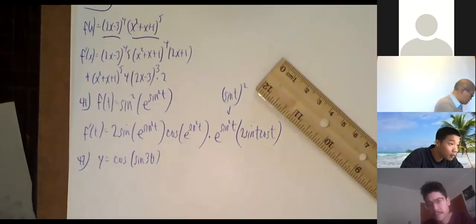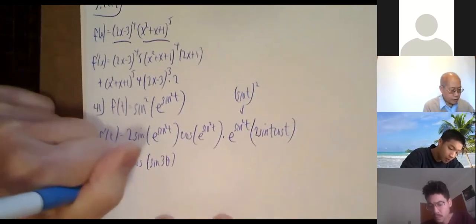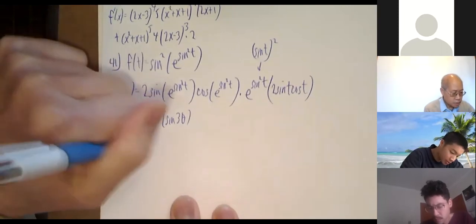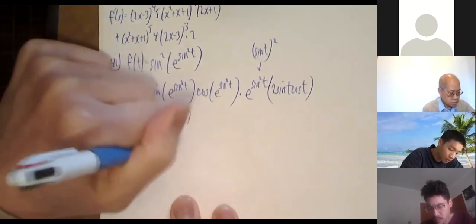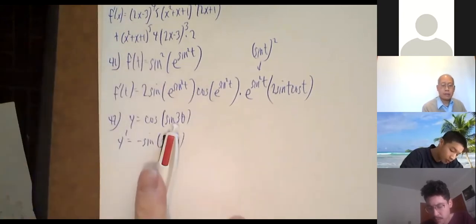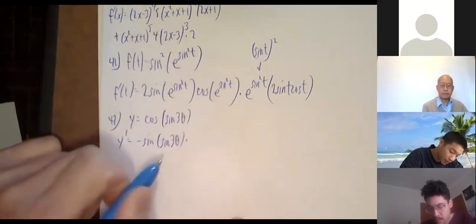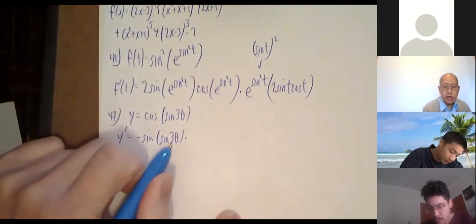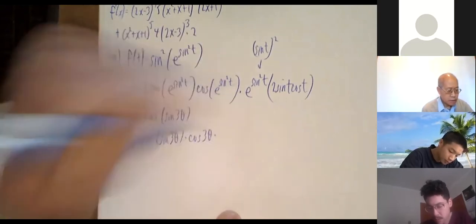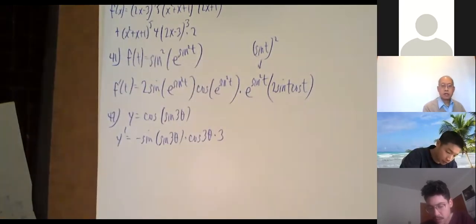So that might get a little tricky. First, the derivative of cosine is negative sine. Copy that. Then by the chain rule, it's times the derivative of the inside. So what's the derivative of sine 3 theta? Cosine 3 theta times the derivative of 3 theta, which is 3.